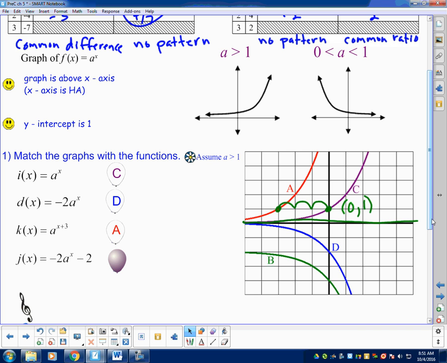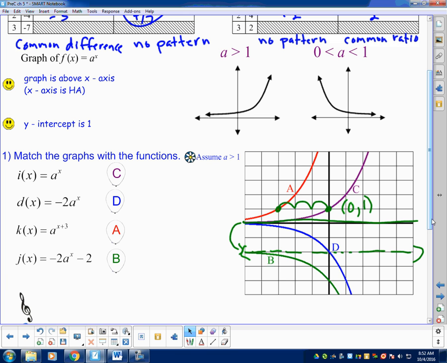So by process of elimination here, B. You see this -2 right here? What the -2 does is it moves this down 2 units. And that -2 takes the horizontal asymptote at y equals 0 and moves it down 2 units. The -2 in front of the a to the x, of course, flips it over the x-axis. So you reflect it and then move it down 2 units. Remember our order that we had there? We did our reflecting first, and I think we did our stretching, and then we did our shifting.